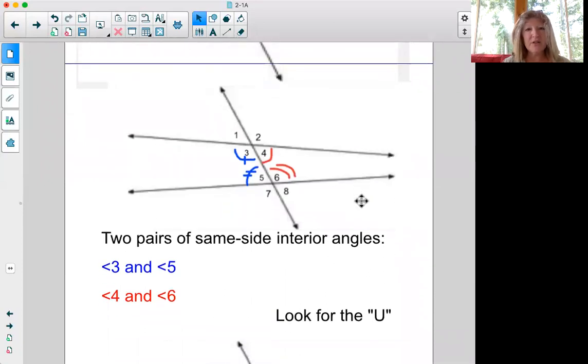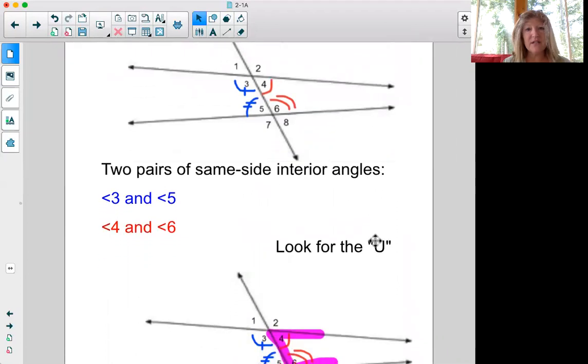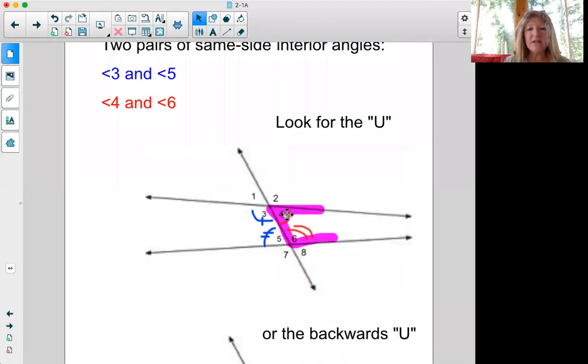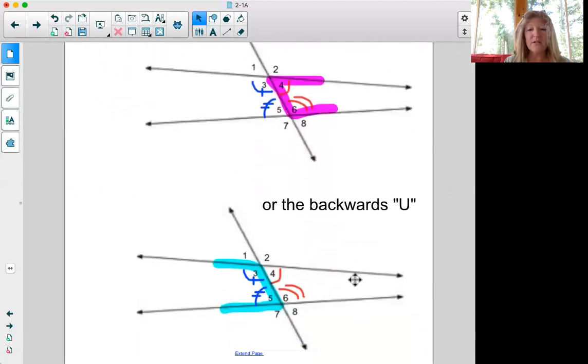And the cheat letter to look for with same side interior angles is the letter U, either upside down or sideways. And as always, the angle pair we're looking for will be in the elbows of the U. So in this case, 4 and 6, or in this case, 3 and 5.